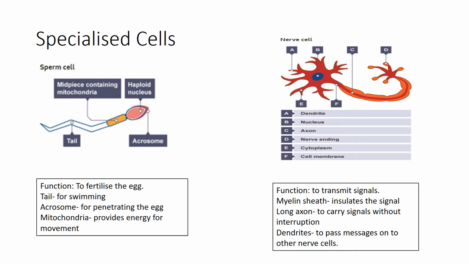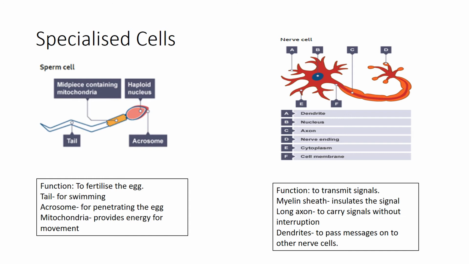and it contains a haploid nucleus. Now, haploid means it contains half the number of chromosomes of a normal cell, which is described as diploid. The reason for that is that the haploid nucleus fuses with the haploid nucleus found in the egg to form a full set of chromosomes in the fertilized egg.